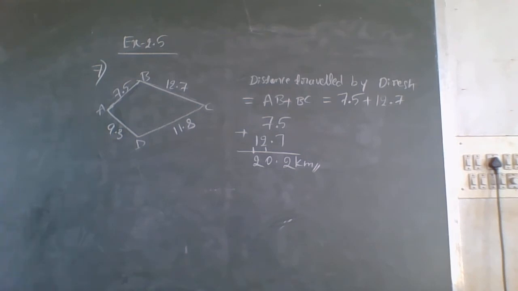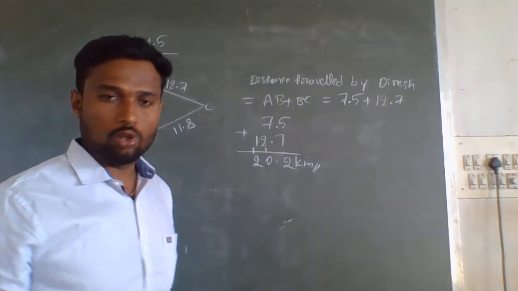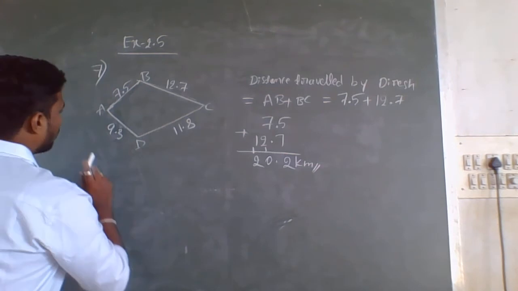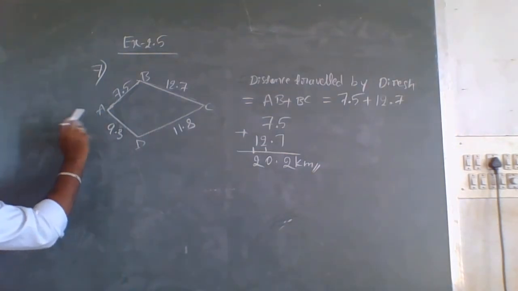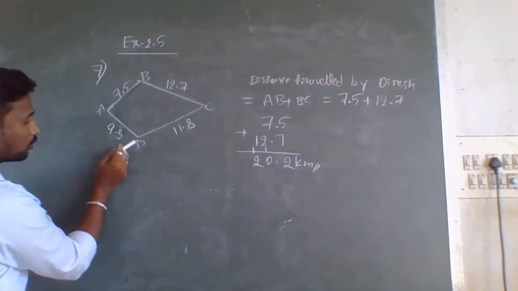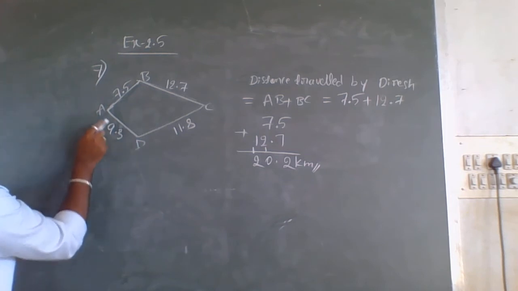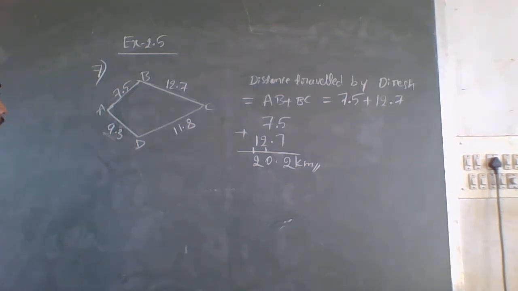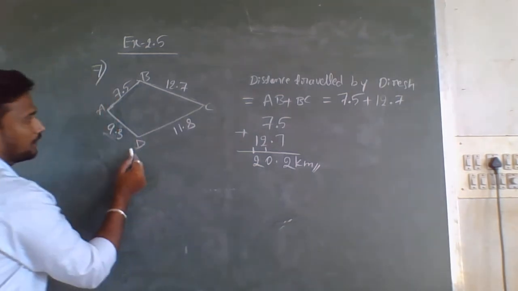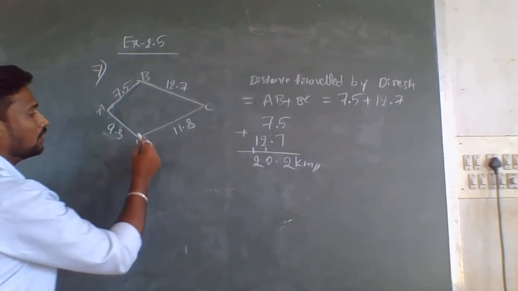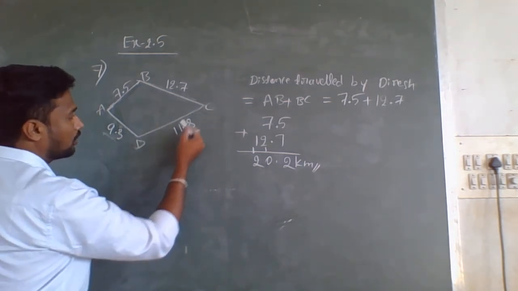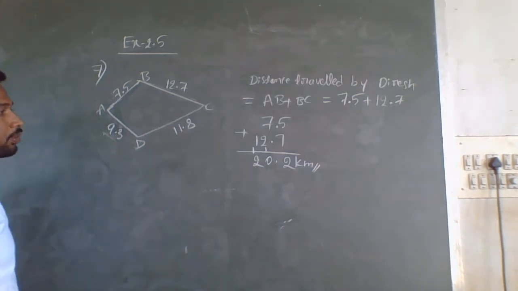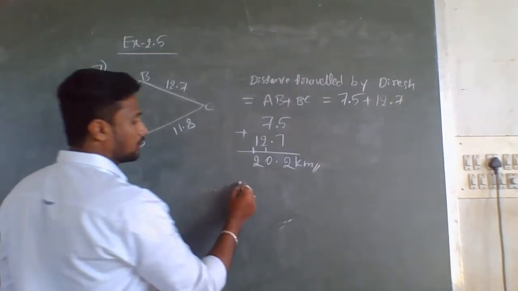20.2 kilometers. This is the distance travelled by Dinesh. So now we will find out the distance travelled by Ayub. How much distance travelled by Ayub? It is given in the question. Ayub started from place A only, but he travelled towards D. From A to D first he travelled. How much is that? 9.3 km. And after reaching point D, again he went to point C. So from point D to C, how much distance is there? 11.8 kilometers.